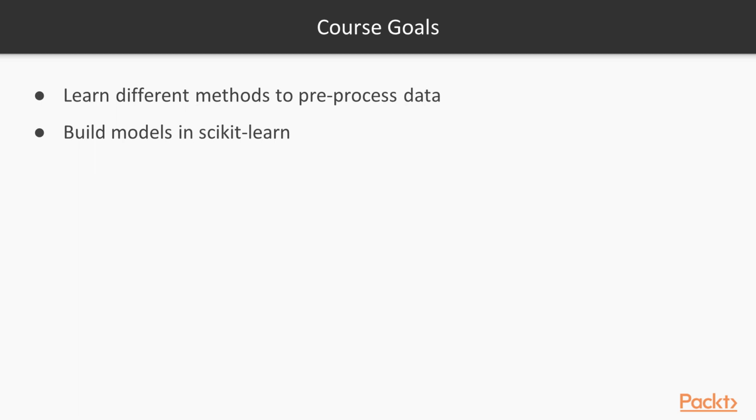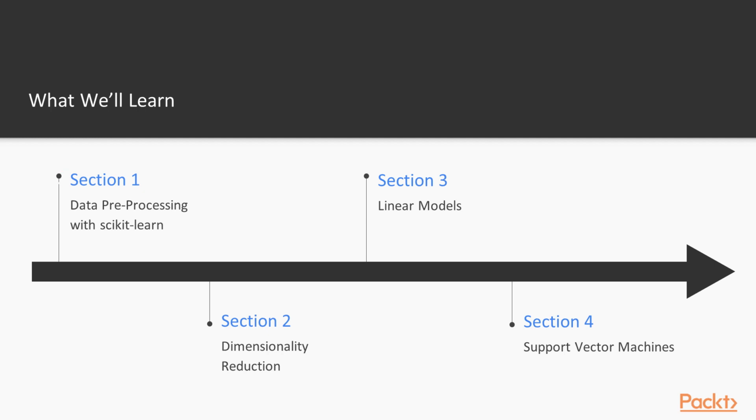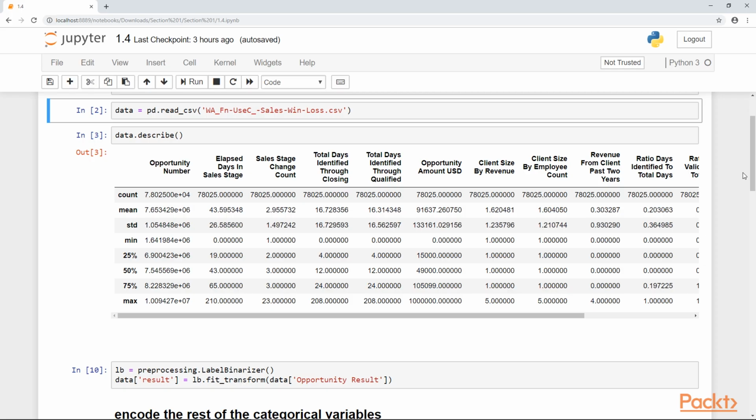In this course, we will be learning different methods to pre process data and then build models in scikit-learn. In Section 1, we will start with data pre-processing techniques. We will be implementing thresholding to create binary features, imputing missing values, building a linear regression with outliers, and then putting them all together with sklearn pipelines.